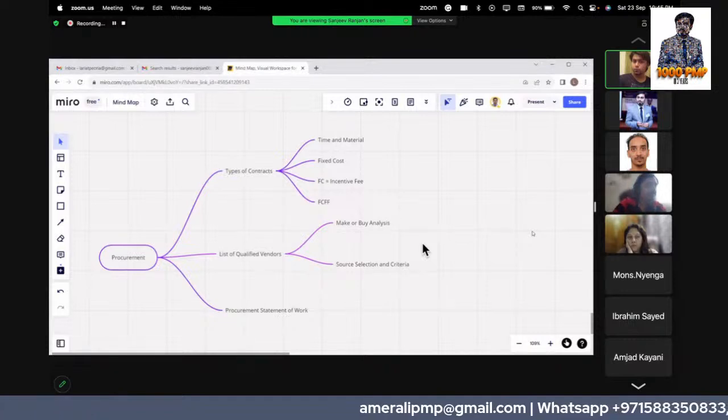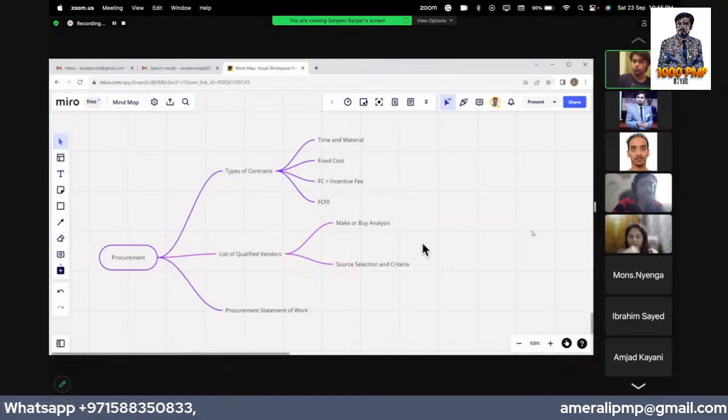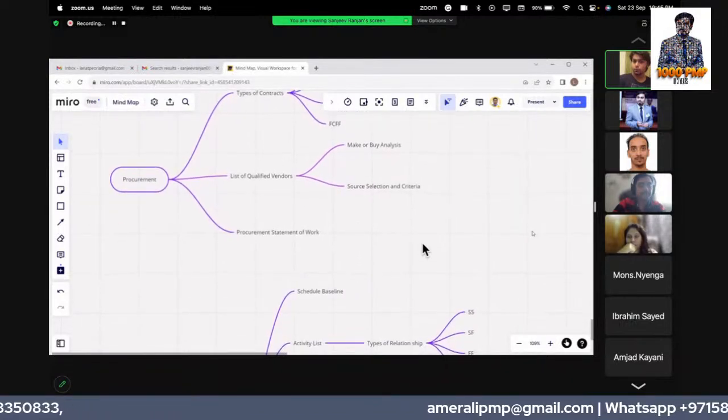Then we move on to the list of qualified vendors. Based on how do we choose the vendors? Firstly, it starts off with either the make or buy analysis, whether we make or buy, and the source selection criteria. Based on that, we also move on to the procurement statement of work.